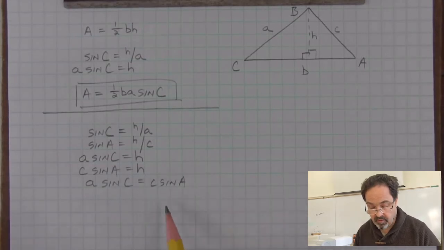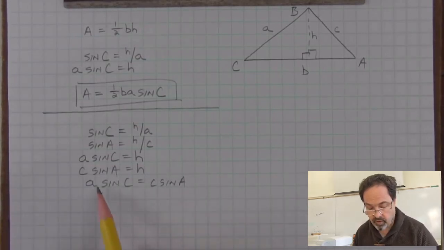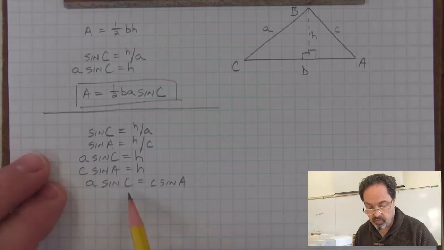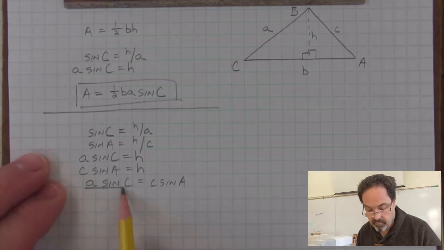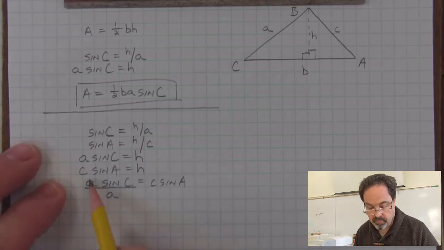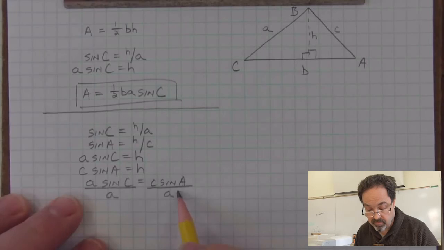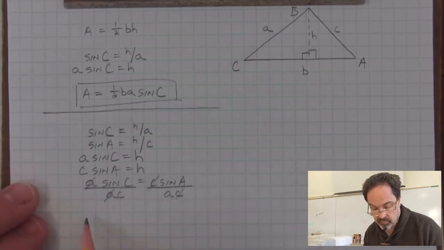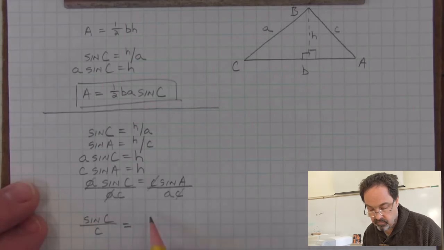And then, because on both sides of this equation we have a combination of A and C, I'm going to divide both sides by A to clear this factor here, and also divide both sides by C to clear the common factor here. When I do, things cancel out, and I'm left with sine of angle C over the side opposite C is equal to the sine of angle A over its opposite side A.